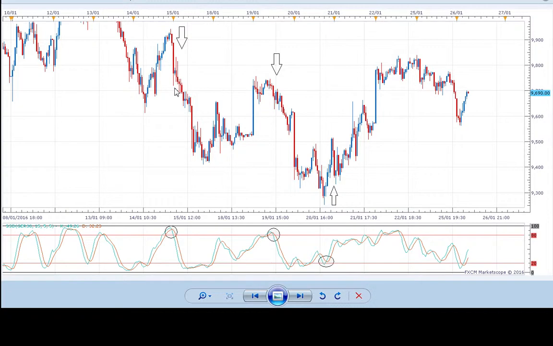So if we would have got in this little area, let's say, we would have sold, we would have put our protective stop loss above the swing and gone for a risk reward ratio of 2 times the money. Another example here, the line crossed below, we're in a downtrend, it's in the overbought zone, that's the signal to enter. You'd put your stop loss above the swing and you'd go for 2 times the money.